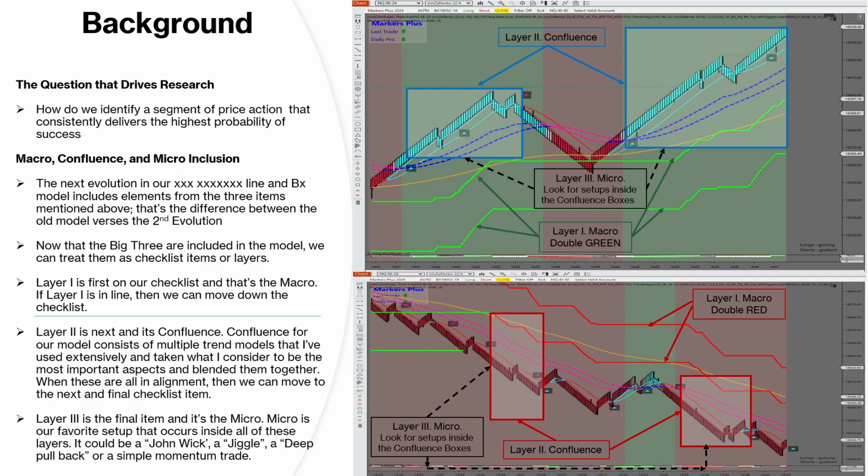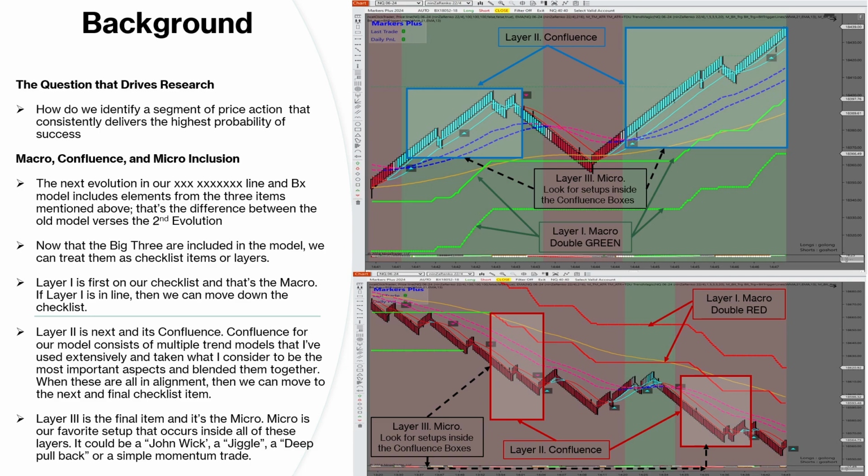And the next step in that is to mix these three components that we're about to talk about: the macro, confluence, and micro inclusion. So that's the next evolution, the next step going forward from the model you've seen me live stream every day, the Ninzarenko 22.5 BLT model. The difference between what we're going to be seeing going forward versus the old model is the inclusion of all three of those components.